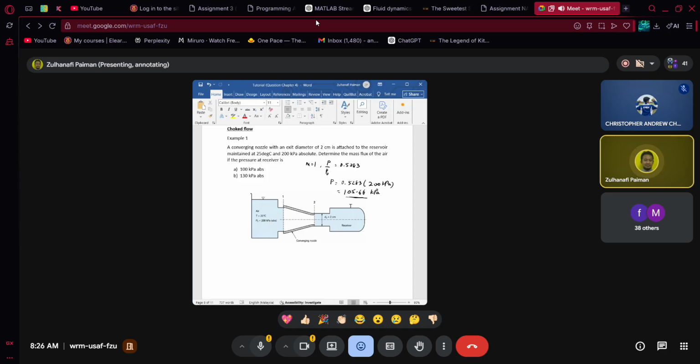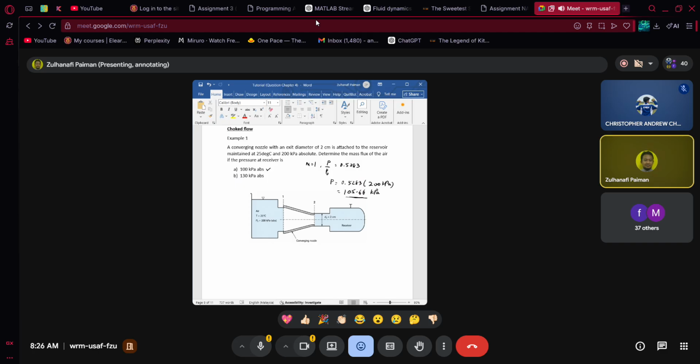Okay, so let us look at this question A. The pressure at receiver is 100 kPa. So 100 kPa is less than 105.66, so it means that the Mach number here will be equal to 1.